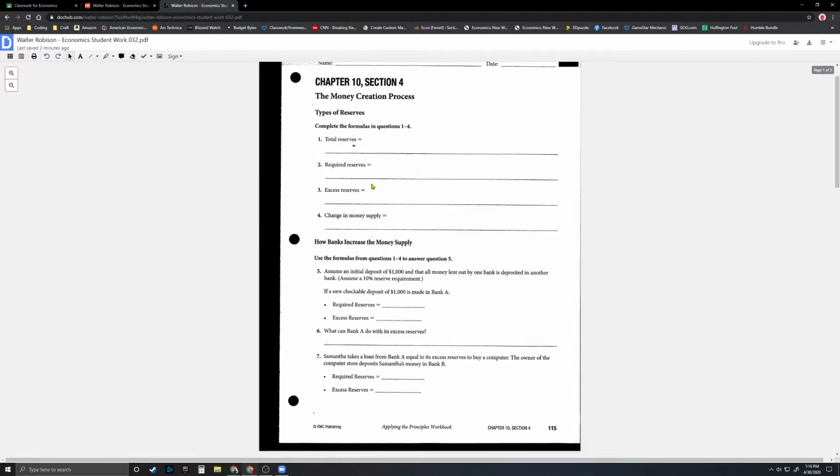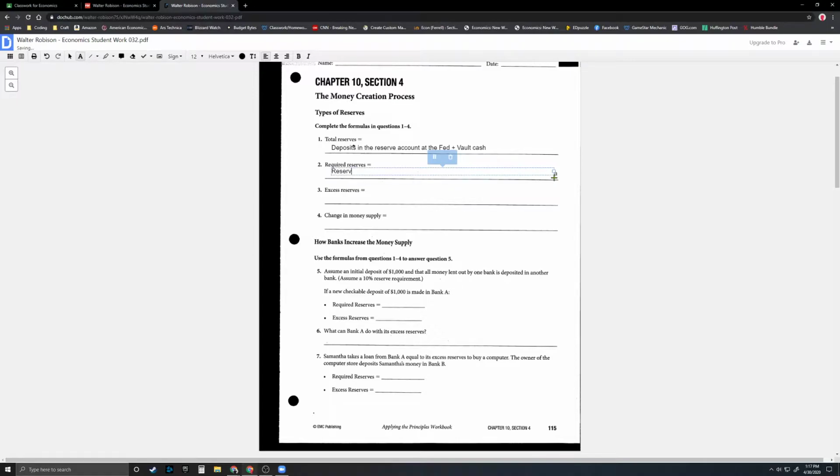But all right, question one, total reserves. It's looking for a formula, right? Well, the formula is back in the presentation, and it's deposits in the reserve account at the Fed, and then plus your vault cash. Okay, so that's what it is. It's the money that you've got deposited in your account, or the bank's account rather, at the Federal Reserve, and then your vault cash.